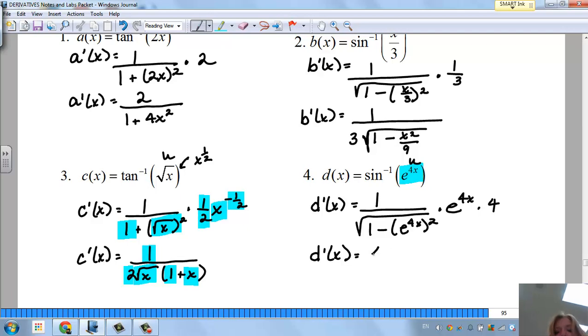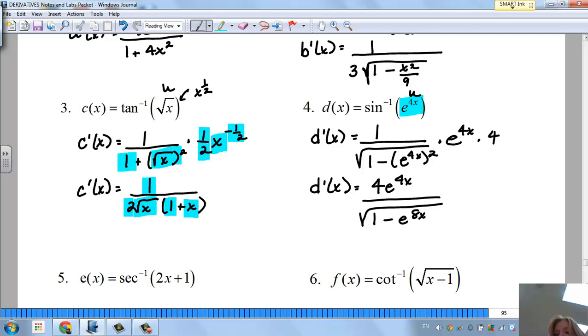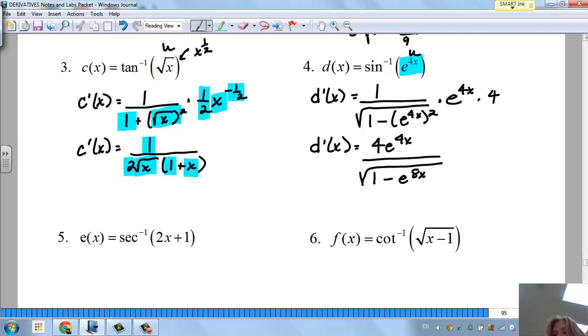Okay, so this is going to end up, and it looks not as bad, is I have 4 e to the 4x in the numerator, all over the square root of 1 minus e to the 8x. Okay, that's 4. And we got a few more here.